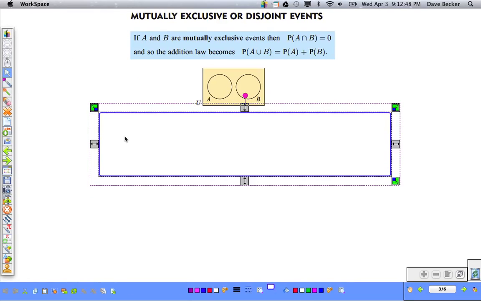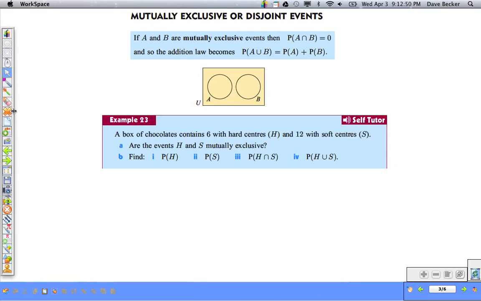Quick, very simple example to kind of think about it. A box of chocolates contains 6 with hard centers H and 12 with soft centers S. What this question doesn't say is we're going to select one of these candies. That's what they're talking about here. The event is selecting one of these candies. Are H and S mutually exclusive? Well, here's how we prove it. If A and B are mutually exclusive events, then the probability of A intersect B is equal to 0.